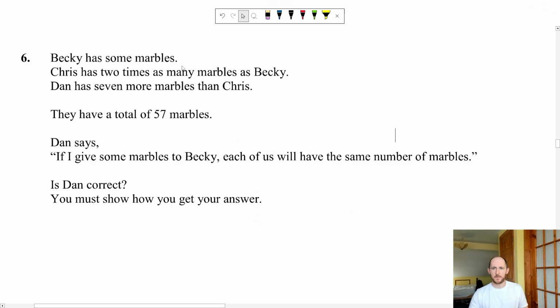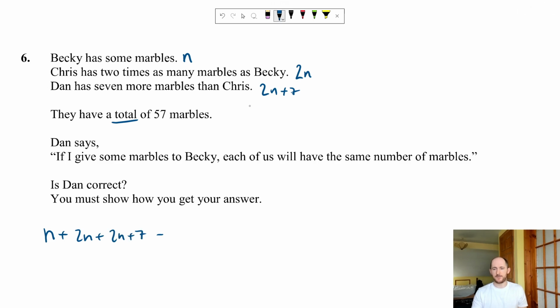So, do I know how many any of them have? No, but I know how many they have in relation to each other. If Becky has some marbles and I don't know how many she has, why don't we just call that n for number of marbles? Well, now Chris has 2 times as many, so he has n times 2. He has 2n marbles. And Dan has 7 more than Chris, so 7 more means add, so it's 2n plus 7. And in total, what does total mean? It means you add all of them up. So if I add them all up, n plus 2n plus 2n plus 7 is 57.